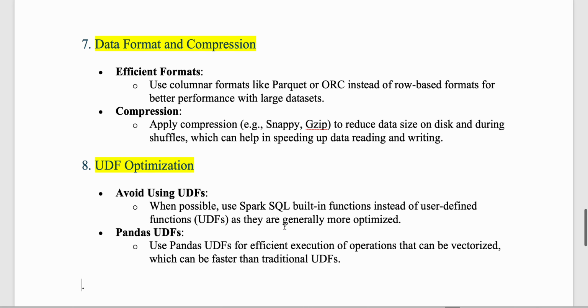Then the eighth, one of the important things, is UDF optimization. Whenever you write a Spark UDF, it will take much more time compared to a Pandas UDF. So if there is a possibility, try to use a Pandas UDF instead of a Spark UDF in your Spark application. Pandas UDFs have more efficient execution and can be vectorized also, which is why they are faster than traditional UDFs. So try to use Pandas UDF instead of Spark UDF.